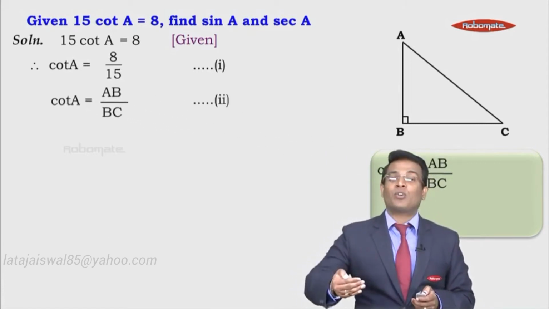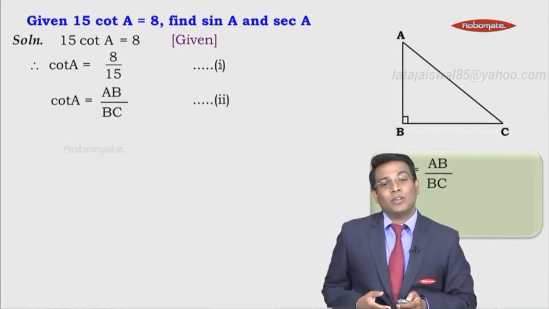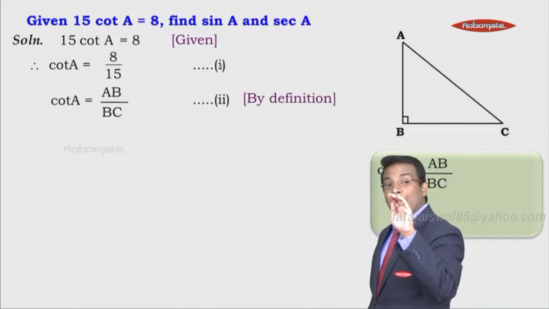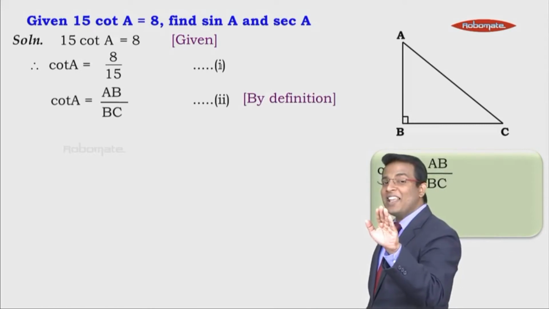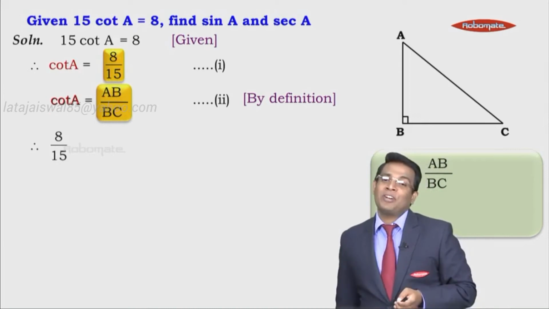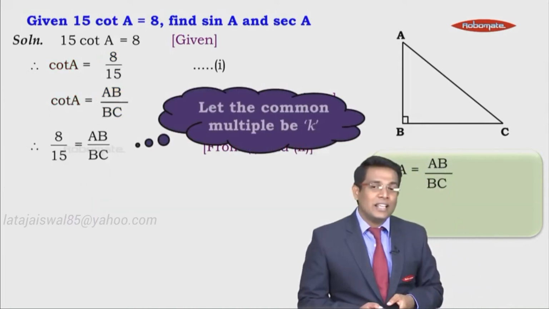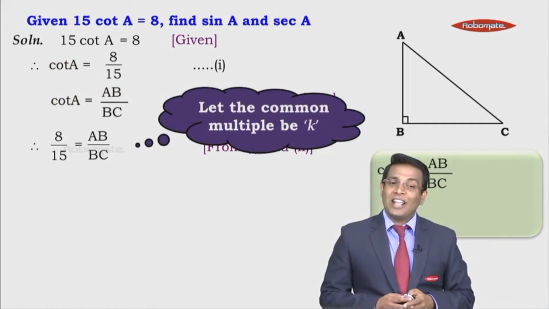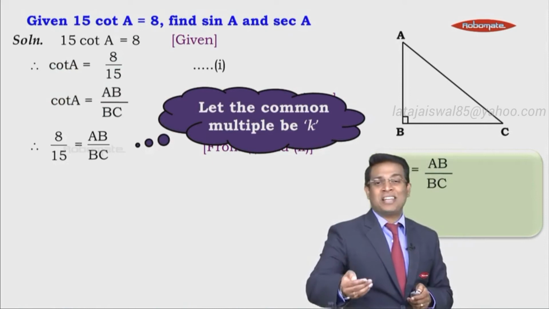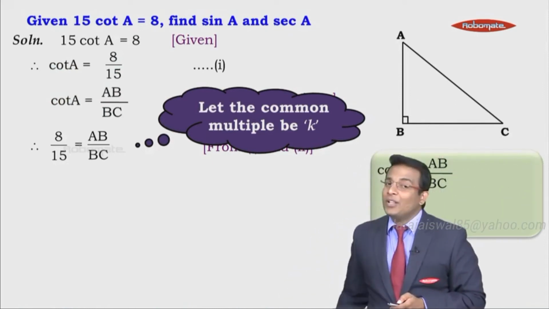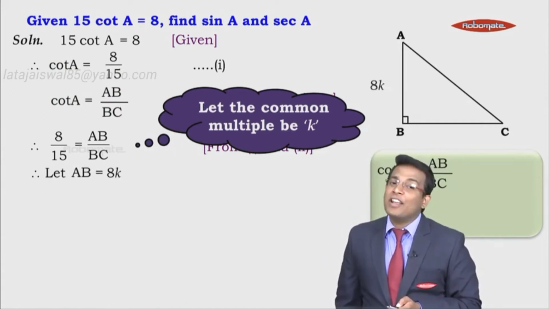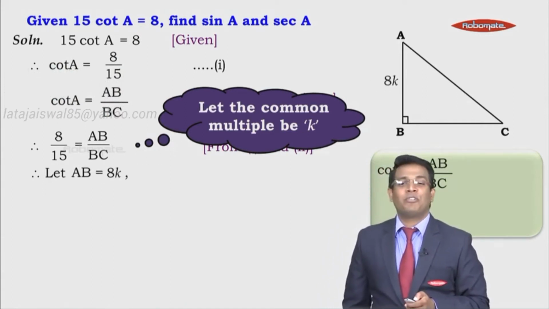But we know already what is cot of A, that is AB by BC, by definition, right? That means now when you look at statement number 1 and statement number 2, the left hand sides are equal, so the right hand side would be equal. That means we'll get 8 upon 15 is equal to AB upon BC. Does this mean that AB is 8 and BC is 15? No. So we need to take the common multiple. Let's take the common multiple as K. So now we have AB is equal to 8K and BC is equal to 15K.